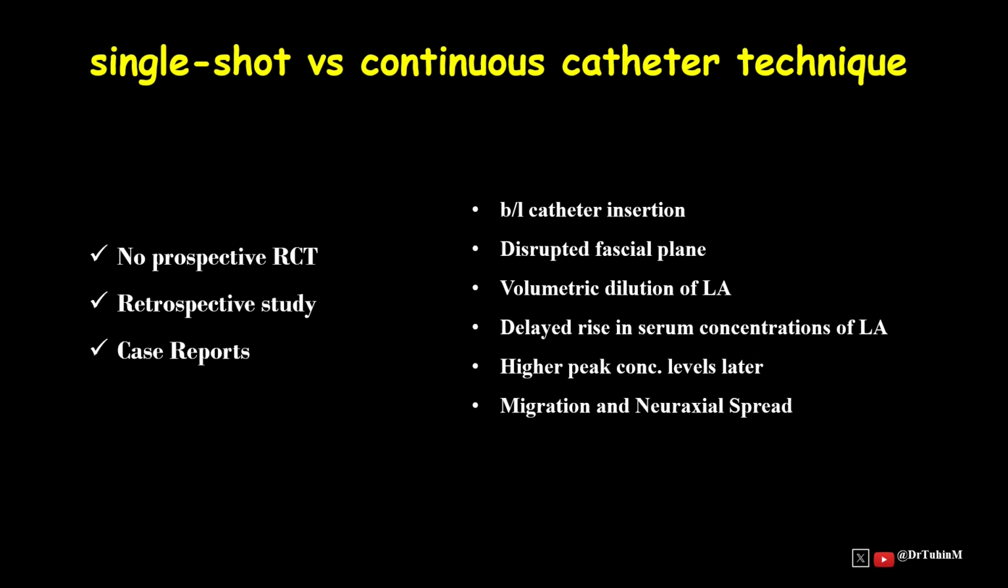And there is also a possibility of migration and neuraxial spread. For these reasons, we don't use an erector spinae catheter in spine surgery, but we give a single shot block along with dexamethasone, and then we also cover with multimodal analgesia.